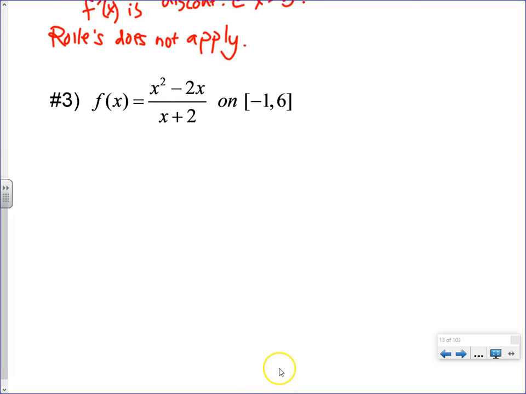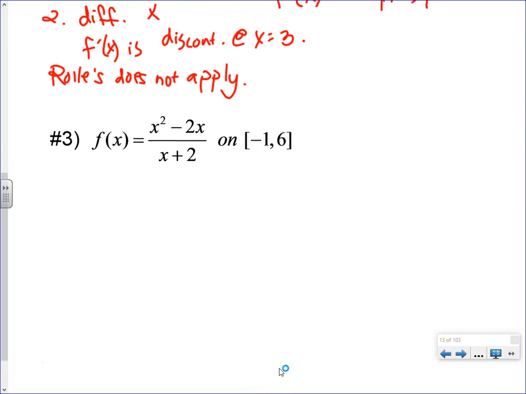First thing we're supposed to check. What is it? Continuity. Okay, hold on. Wait a minute. What do I see right away? My eyes should just go, oh no! -2. I see a denominator. Okay, so x plus 2 can't be 0, so x can't be who?